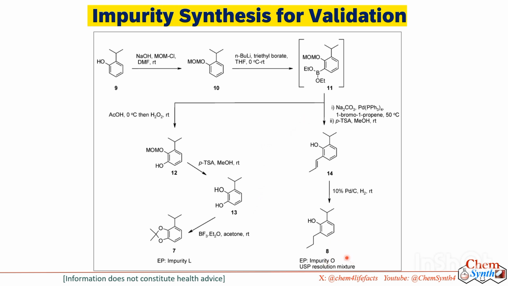And to get compound 8, from this intermediate 11, they performed a palladium catalyzed Suzuki reaction with 1-bromo-1-propene to get intermediate 14, and here the double bond was reduced by using hydrogen in presence of palladium on charcoal to get this molecule. Now after getting these molecules, they validated and they confirmed that these impurities were not present in the synthesized compound.